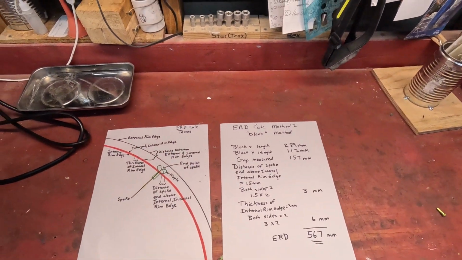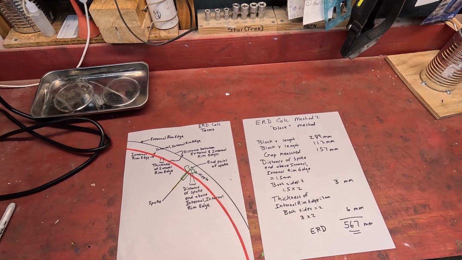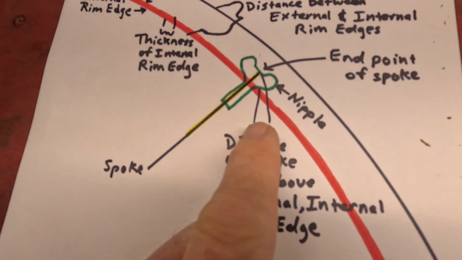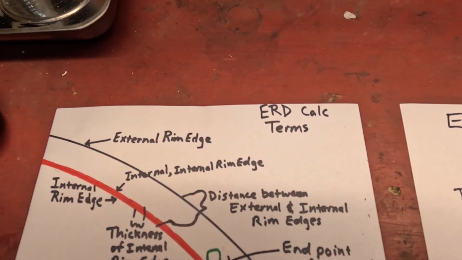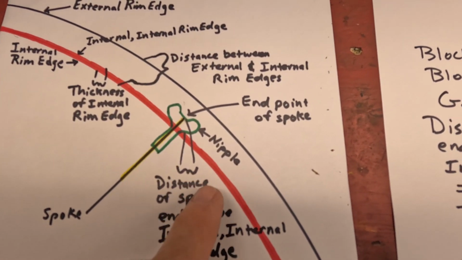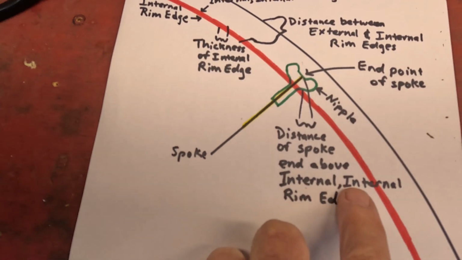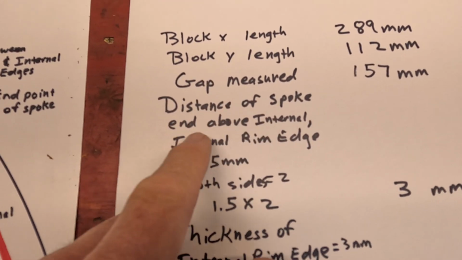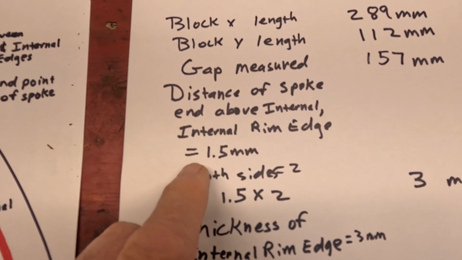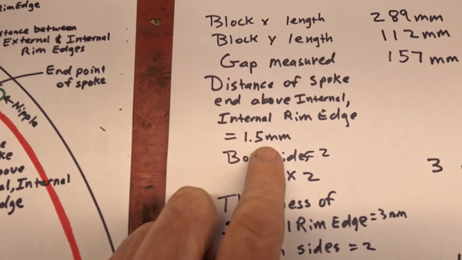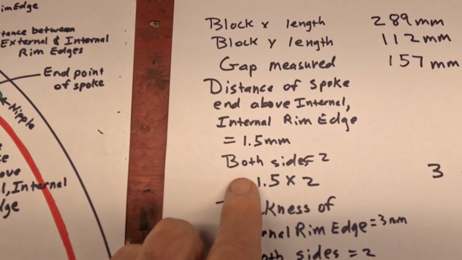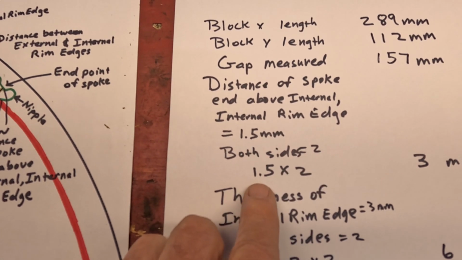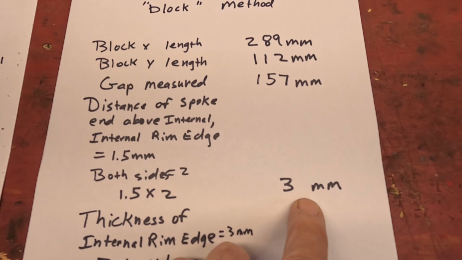For the block method, or method number 2, you need some additional measurements. Going back to the ERD calc terms, I need the distance of the spoke end above the internal rim edge. I've measured it with my caliper to be 1.5 millimeters. I need it for both sides, so that would be 2 times 1.5, which is 3 millimeters.